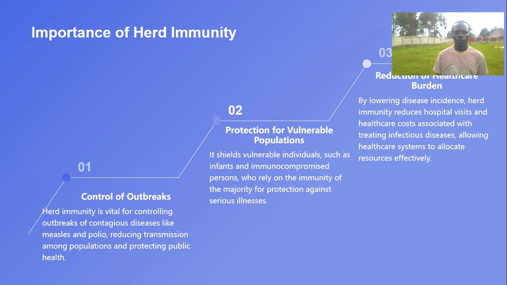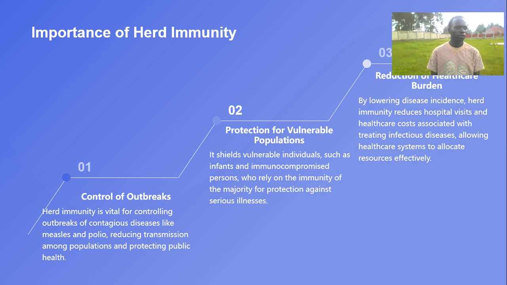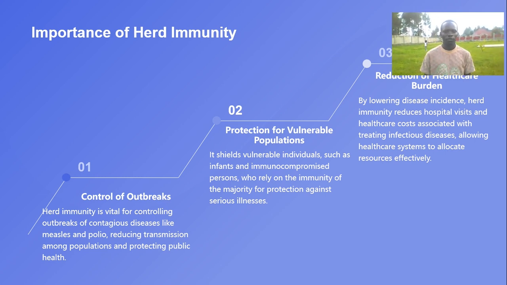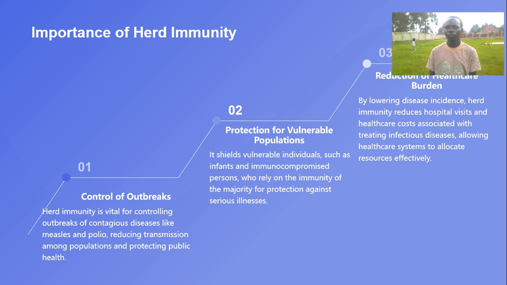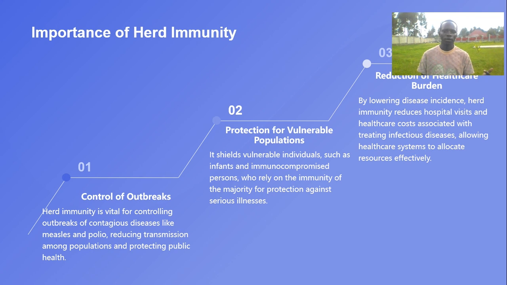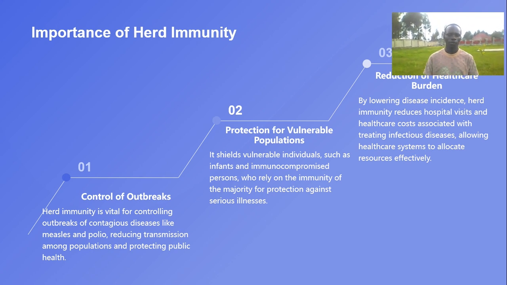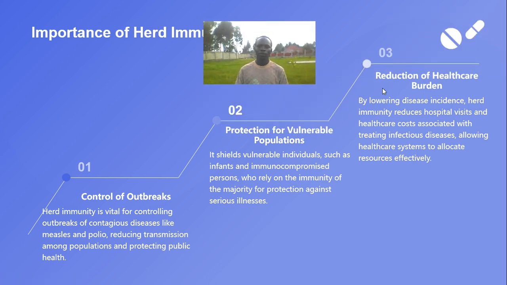The second role is protection for the vulnerable population. Some people are not suitable for vaccines because maybe they are immunocompromised or allergic to that specific vaccine. So by using herd immunity and vaccinating some of the members, they can protect those who are not vaccinated. And the third is the reduction of healthcare burden. By lowering disease incidence, herd immunity reduces hospital visits and healthcare costs associated with treating infectious diseases.